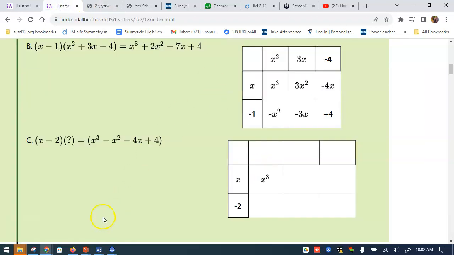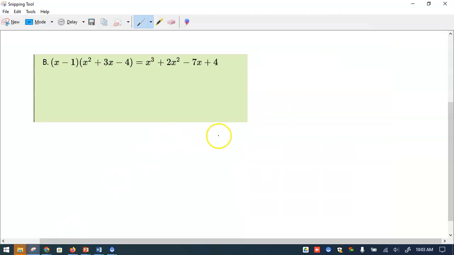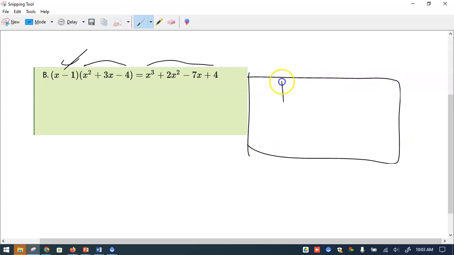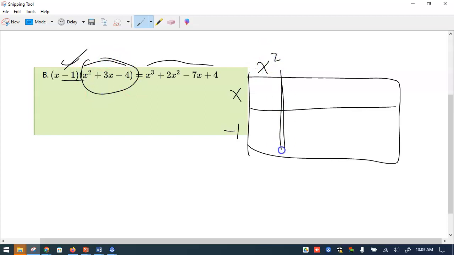Okay, let me take a simple example. You see that there are two polynomials here. One is the linear polynomial and the other is a quadratic polynomial. The question is, how did we get this? Remember, we can use the box method. For this x minus 1, you put x and minus 1, and for this x squared, you write down x squared, then plus 3x and minus 4.